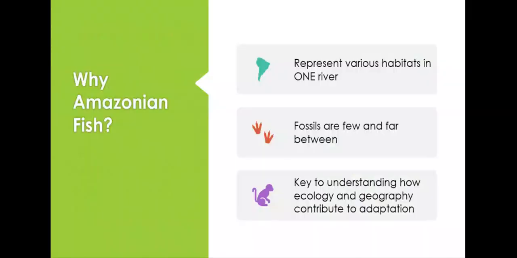So, why did we choose the Amazonian fish? What is the biological importance of this fish? Well, the Amazon is ancient and fruitful. It's an environment that has a high level of species richness. The river itself harbors different habitats and niches at its different trophic levels.